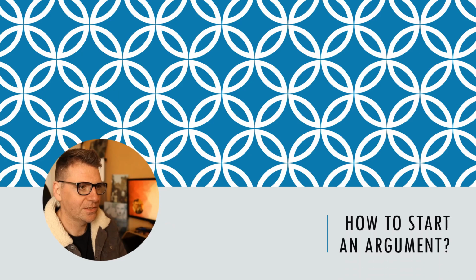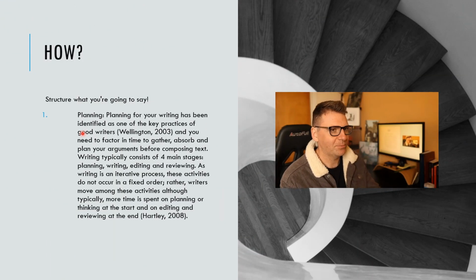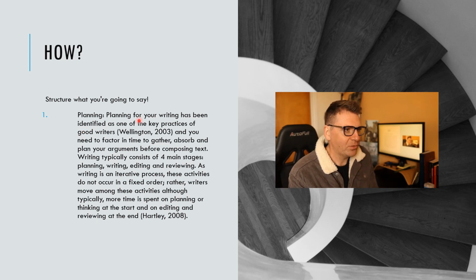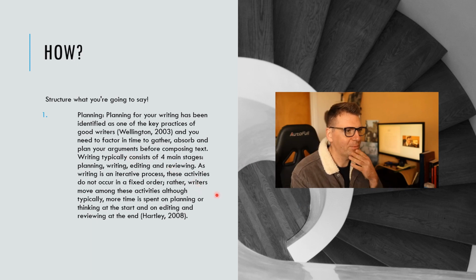Now, look, how to start an argument, okay? So structure what you're going to say. So this is the planning stage, okay? Planning for your writing has been identified as one of the key practices of good writers. So there's our good friend Wellington there, back in 2003. And he's basically saying you need to factor in time to gather, absorb, and plan your arguments before composing the text. So writing typically consists of four main stages: planning, writing, editing, and reviewing.